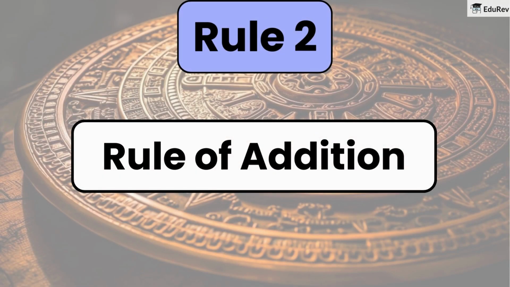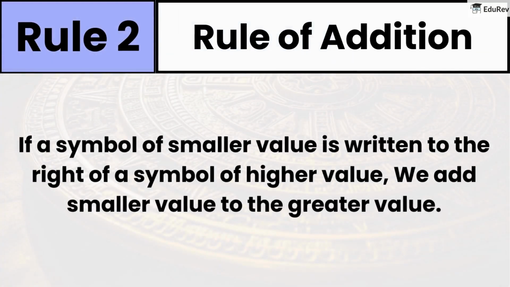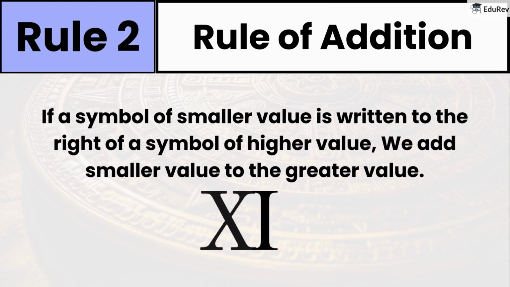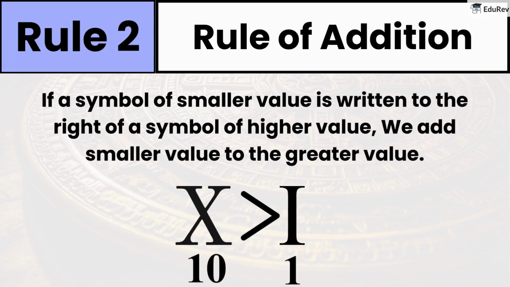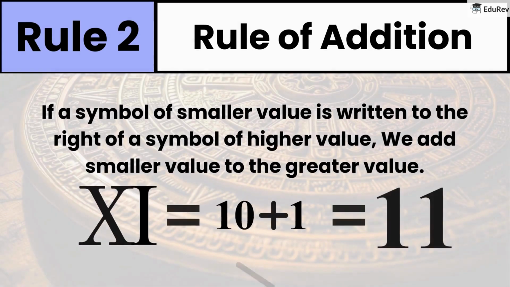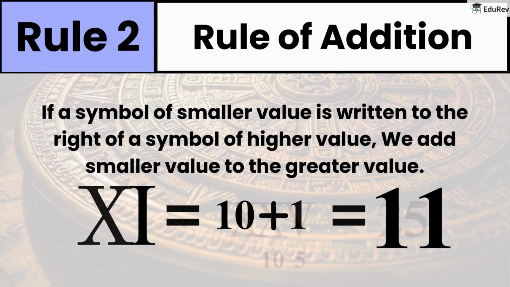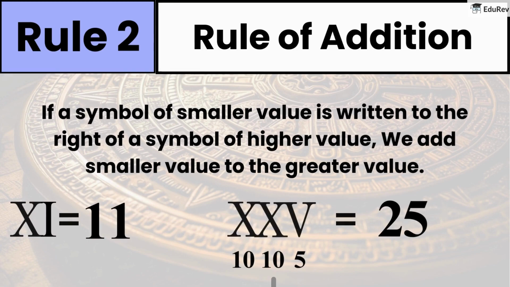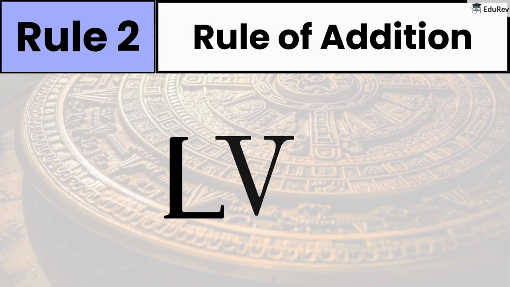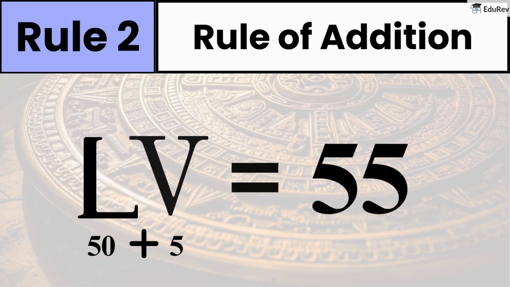Rule 2, Rule of addition. If a symbol of smaller value is written to the right of a symbol of higher value, we add the smaller value to the greater value. For example, XI. Here I is smaller than X. Hence we add them. 10 plus 1 is equal to 11. XXV means 10 plus 10 plus 5 is equal to 25. Now tell me the value of LV. We get 50 plus 5 equals 55.